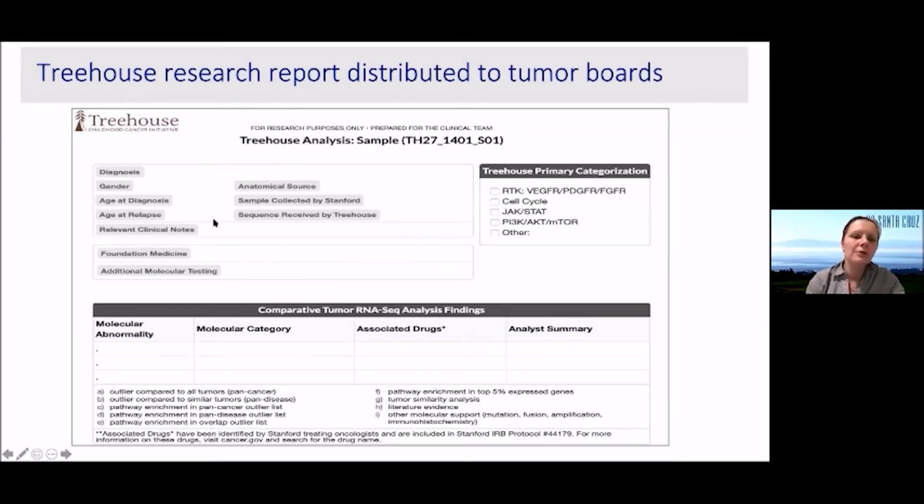So the report includes clinical information, also any molecular testing that was done, so Foundation Medicine, any mutation testing.